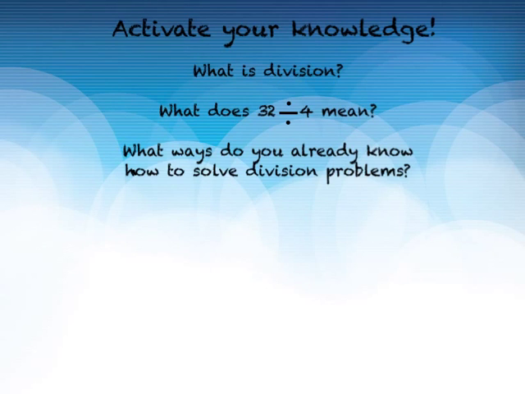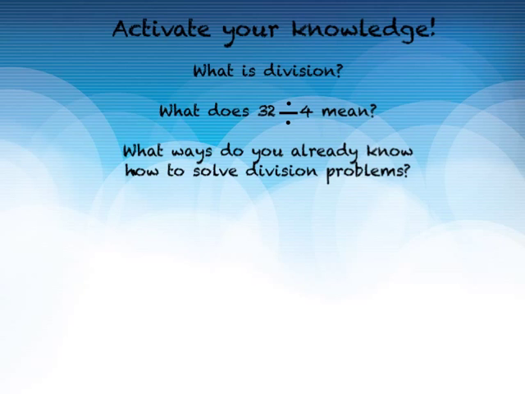Activate your knowledge. What is division? What does 32 divided by 4 mean? What ways do you already know how to solve division problems? Well, we know that division means you're splitting up one number into many groups. 32 divided by 4 means 32 into 4 equal groups.